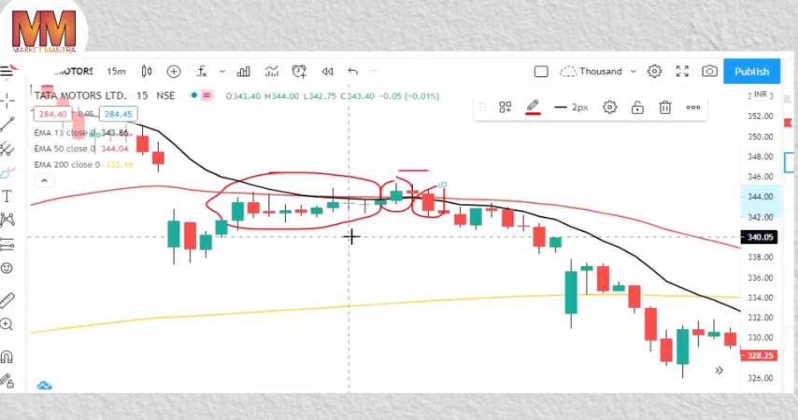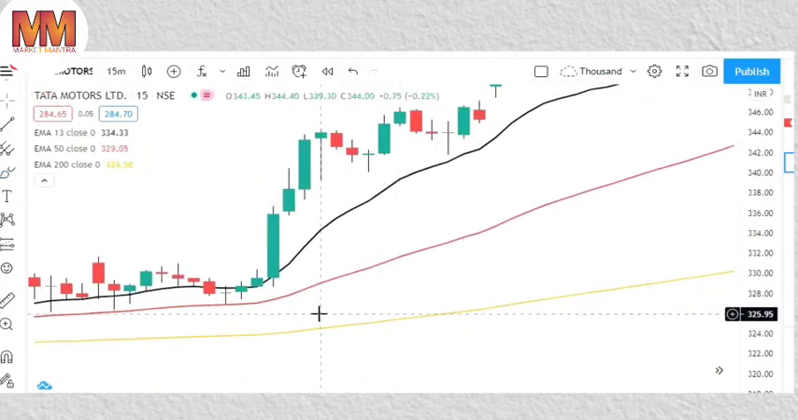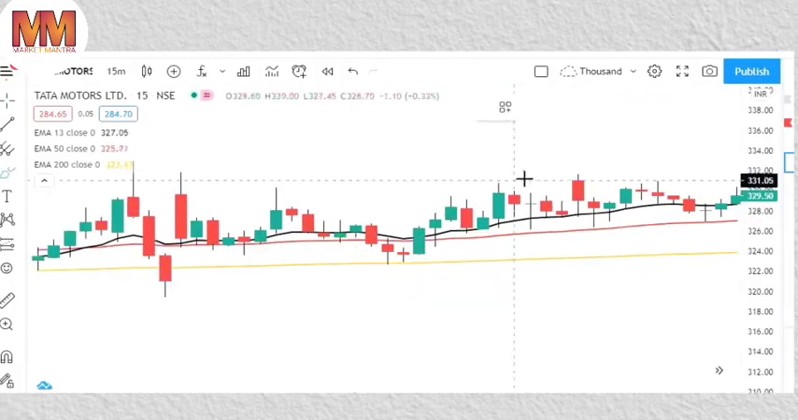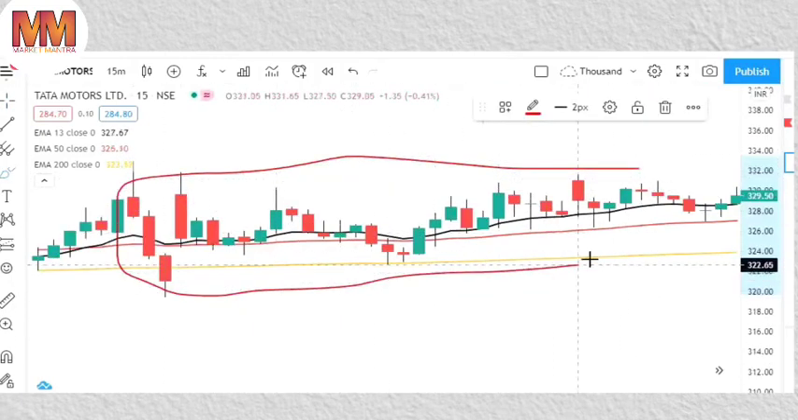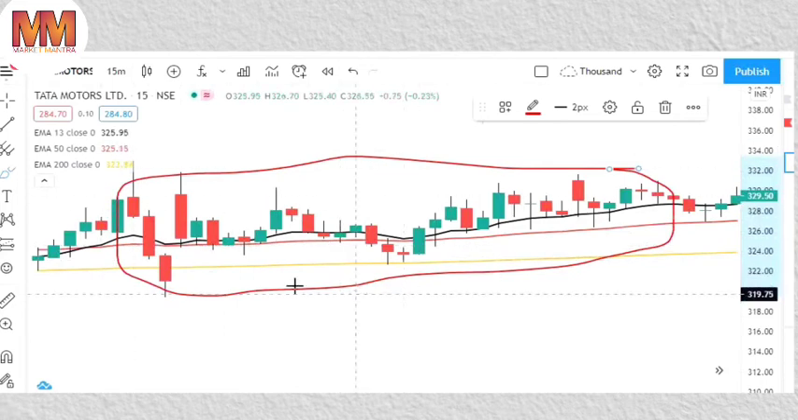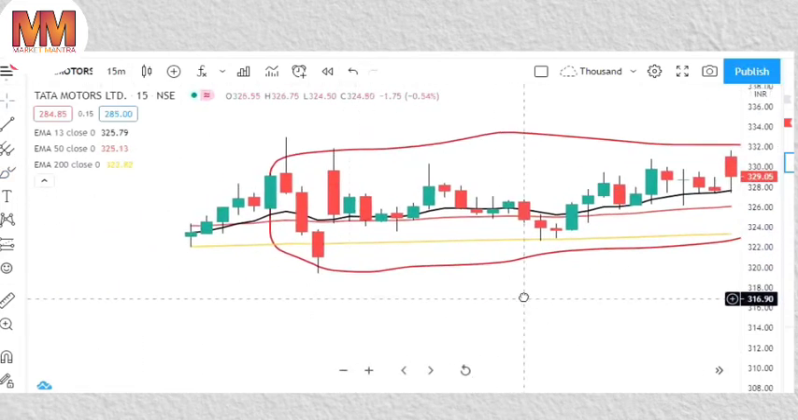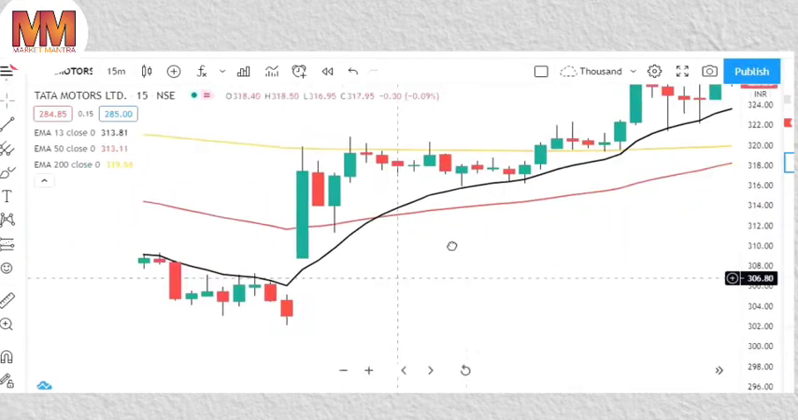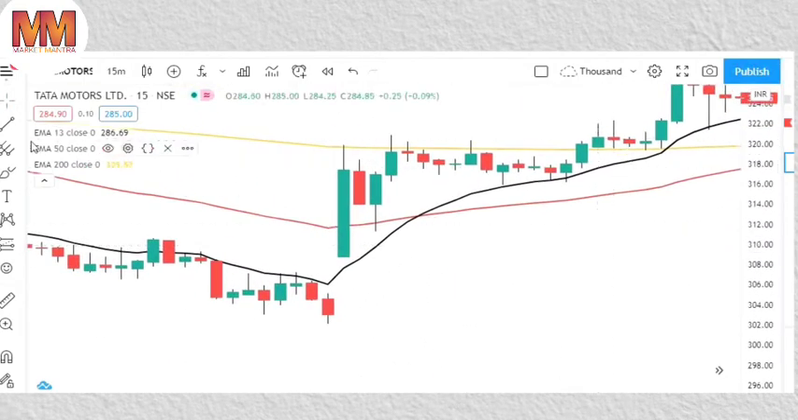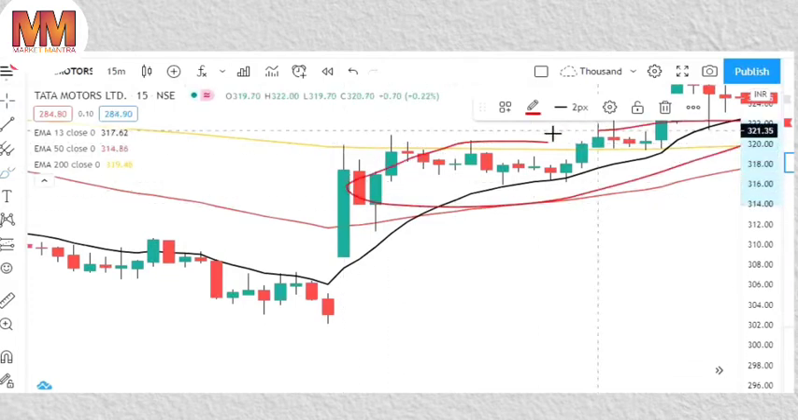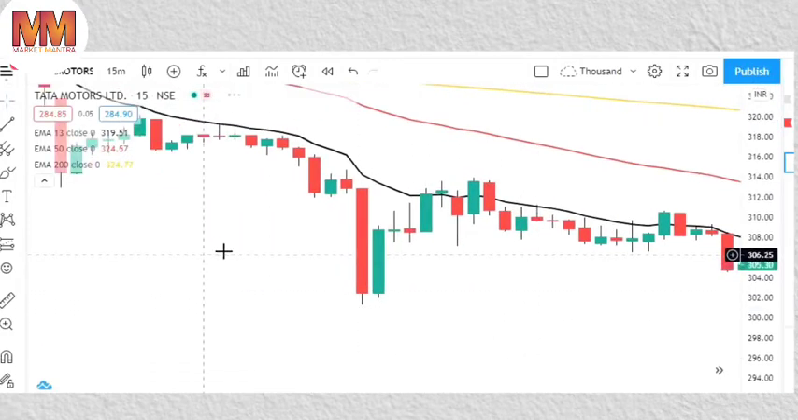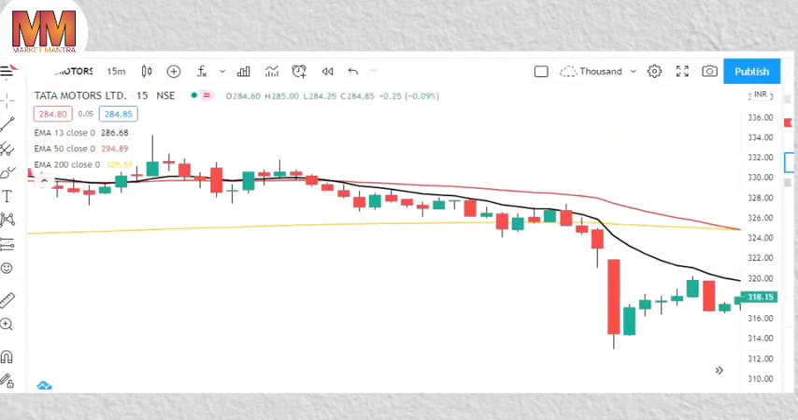Don't take chances. Let's check if we have some other opportunities. See, again here it is range bound, so don't trade in such setups. See here again range bound. Actually the stock is under a range bound zone. So let's check some other stock.